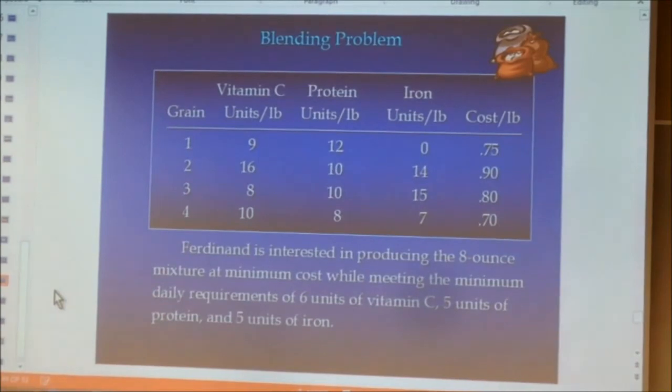Let's start with, what are we going to start with here? We'll call it X1, 2, 3, and 4, okay?